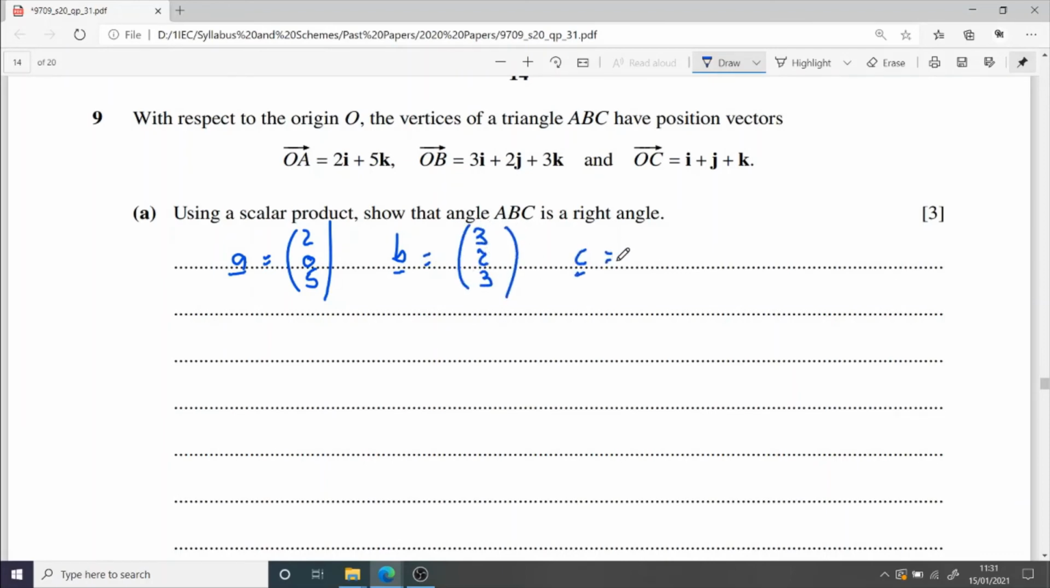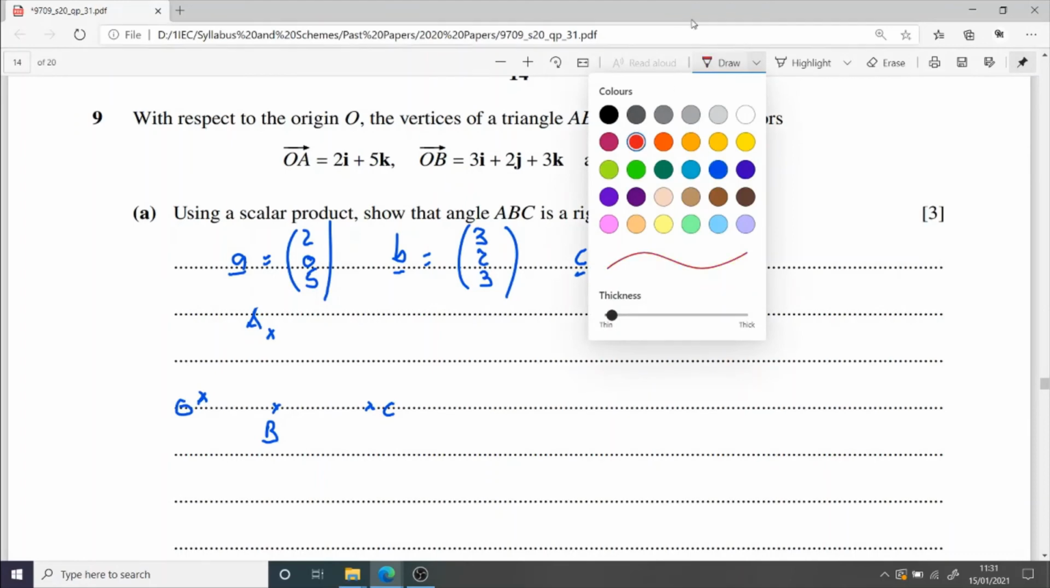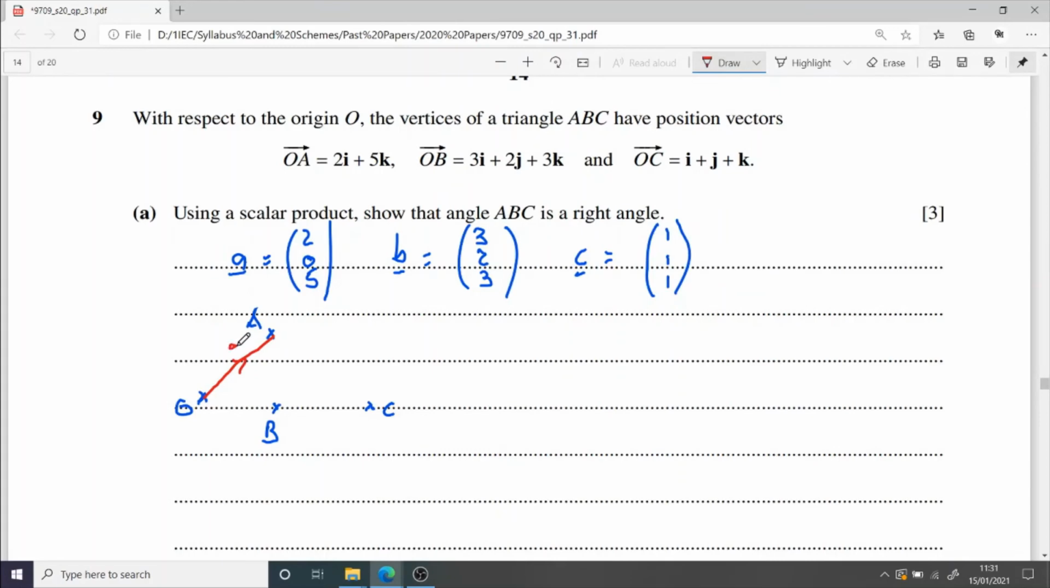And C is 1, 1, 1. The picture that we are trying to envisage looks something like this, with A, B and C, and the vectors that we are given are describing the displacement of these points from the origin. So this is vector A, this is vector B, and this here is vector C. I'm just going to remove those because they're going to get a little bit in the way, but we need to imagine that those things are there.